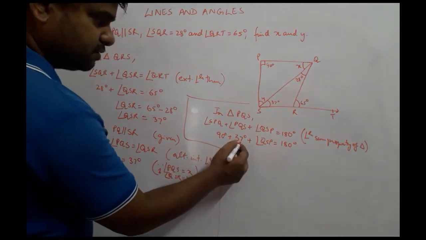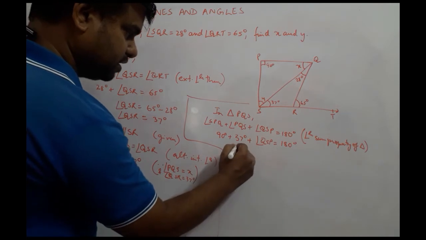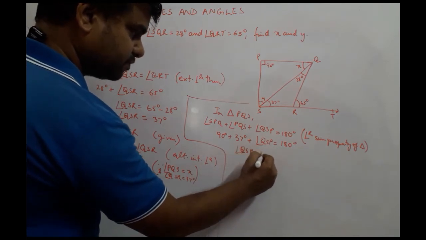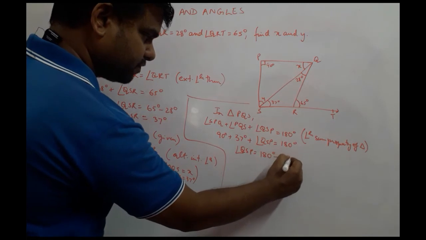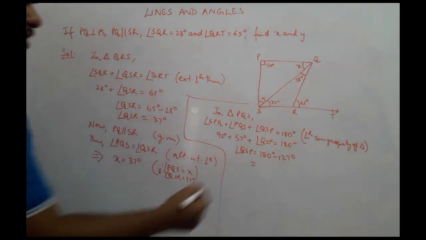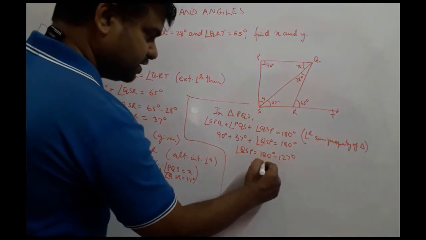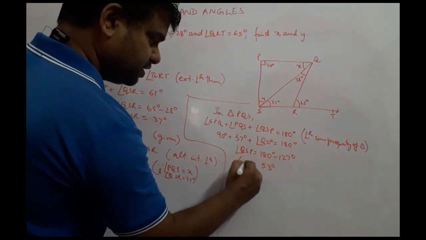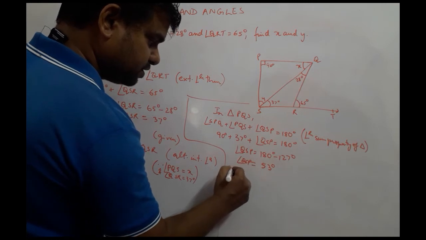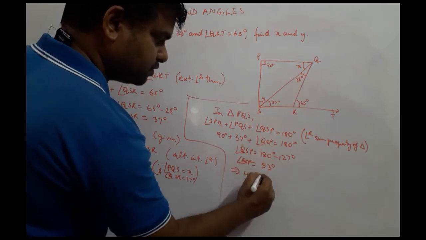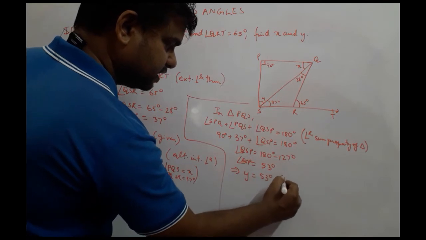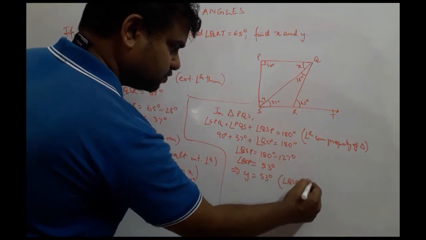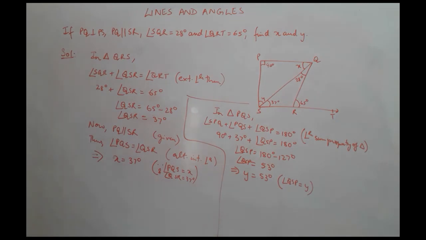90 plus 37 is 127, so we take that on the other side, it becomes negative. And 180 degrees minus 127 degrees gives us 53 degrees. So this implies that Y is equal to 53 degrees, since angle QSP is equal to Y. Got it? So we get both X and Y by using the external angle theorem and also by using the angle sum property.